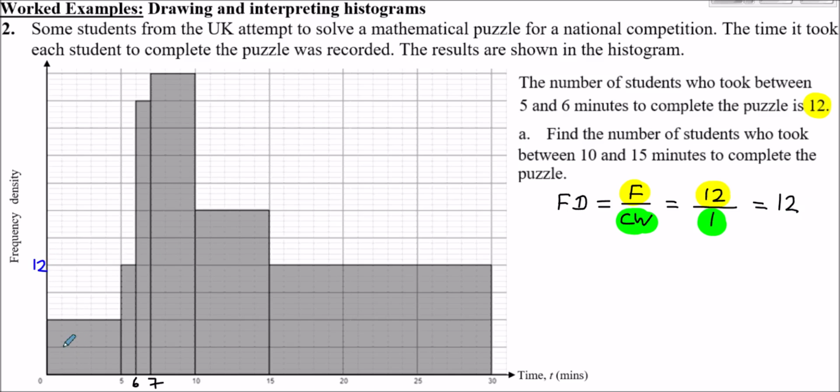If you see these increments, 1, 2, 3, 4 increments equates to a frequency density of 12, so each increment must be worth 3. So the complete scale must be 3, 6, 9, 12, and going up in 3s accordingly until we get to the top of the scale.